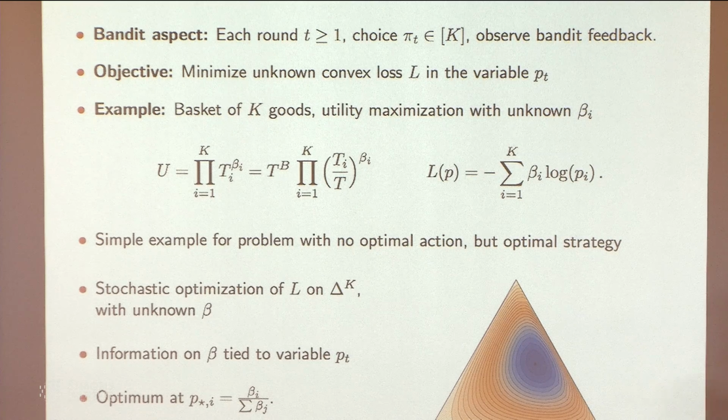And this is a simple example for a problem where you don't have one optimal action, but there's an optimal strategy that's just an optimal weighting of all the actions. And now this is a stochastic optimization problem with a convex function on the simplex with some unknown beta.